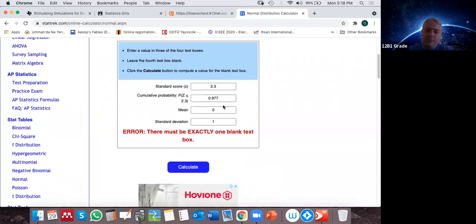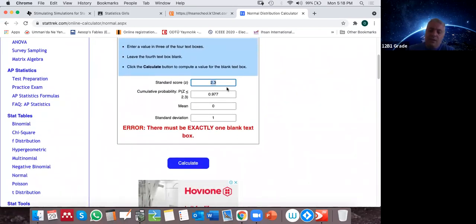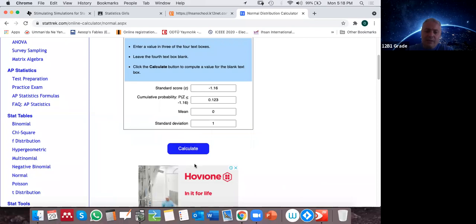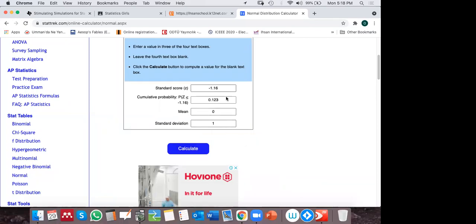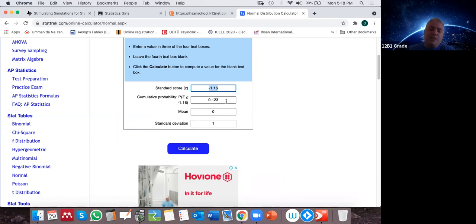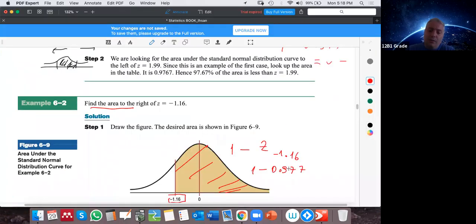I will use my normal calculator. It says z-score, so standard z-score. What is the standard z-score? Negative 1.16. When I put in negative 1.16, it should work normally. Yeah, it works right now. I don't know what happened. Anyway, the negative 1.16 z-score gives 0.123.